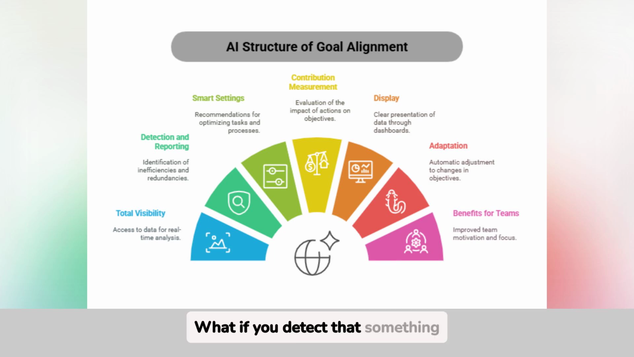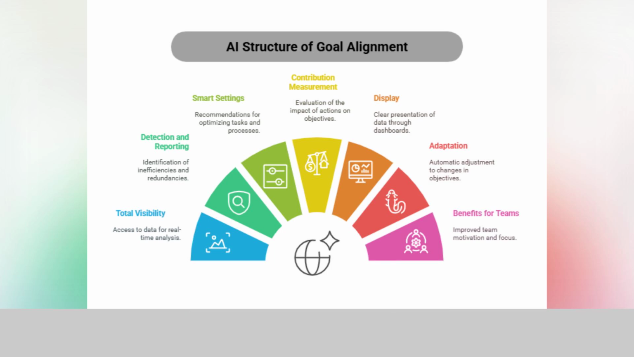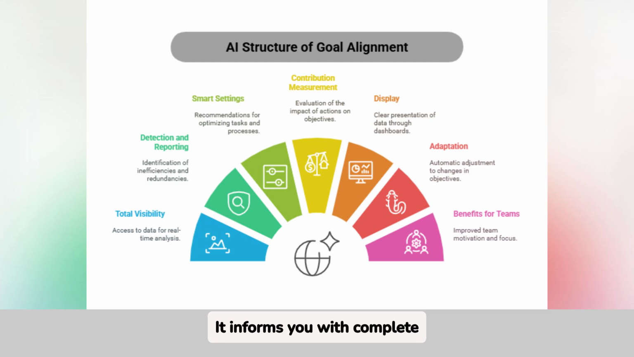What if it detects that something is not contributing? It informs you with complete transparency. For example, this team is spending 30% of its time on tasks that aren't linked to any current objective. This duplicate workflow could be unified to increase efficiency. It also shows you where there are redundancies, bottlenecks, and tasks that could be eliminated. And most valuable of all, it suggests smart adjustments.